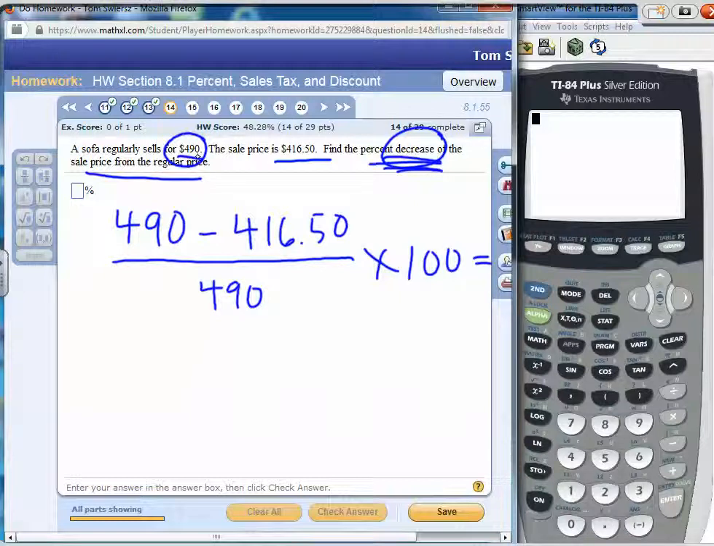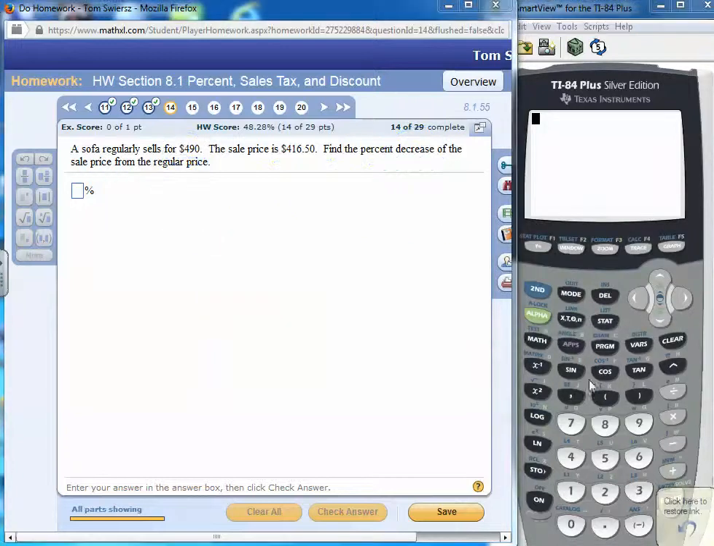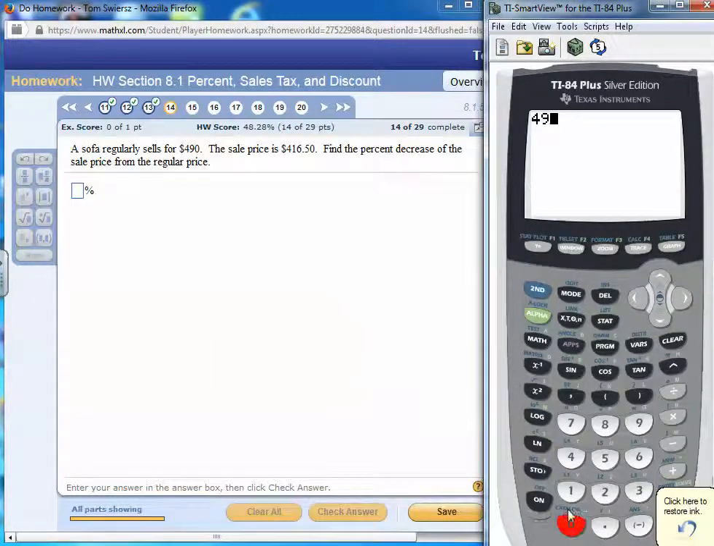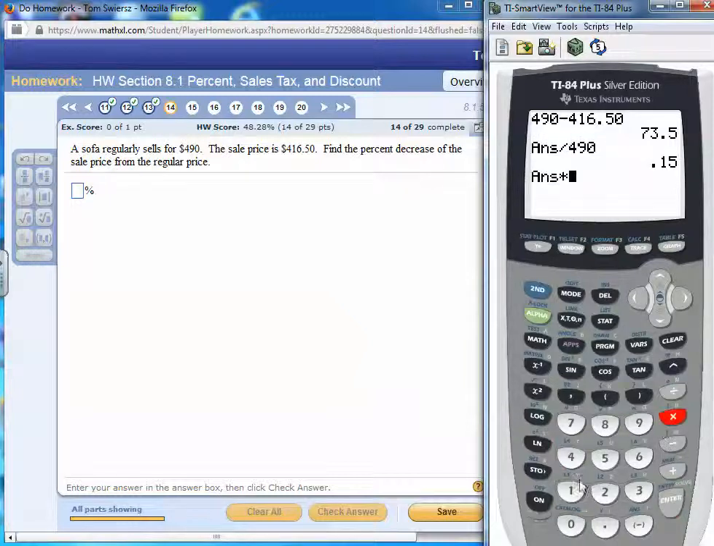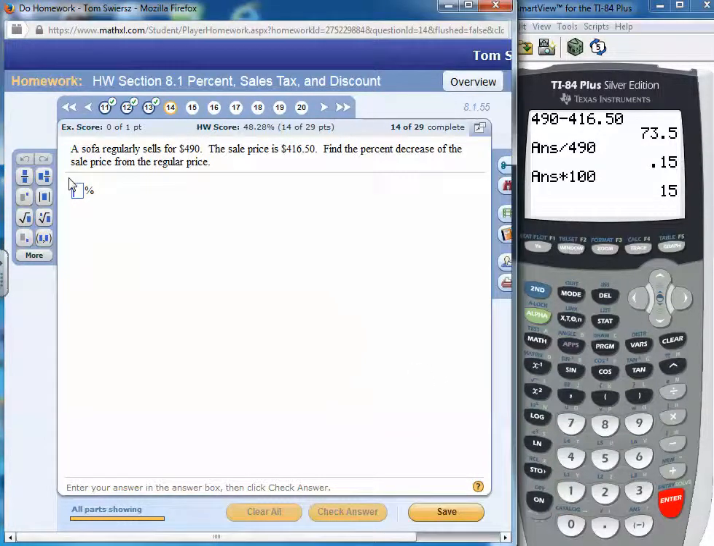In this case, the price is going down, so it's a percent decrease. Okay? So subtract the two, divide by the original, and multiply by 100. All right, let's use our calculator to do that. So 490 subtract 416.50, get your answer, hit enter, divided by the original 490, and then multiply by 100, or simply move it over two places to the right, and we get 15%.